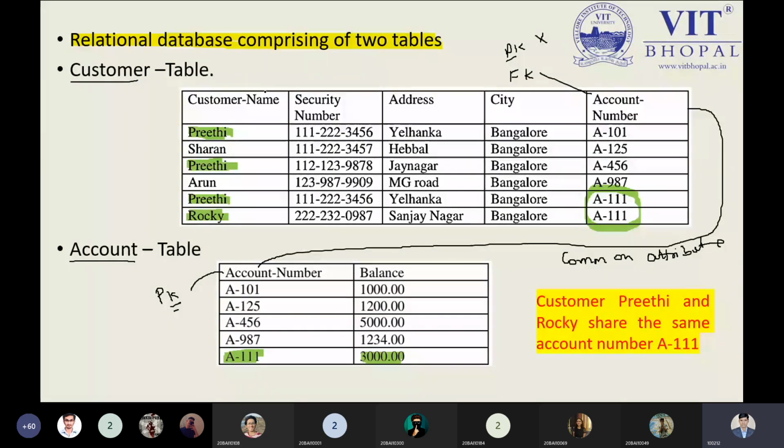As you can see, the customer names are Preeti and Rocky. Preeti is coming 3 times, so the customer name can be duplicated. Respectively, we have the security number, and we can have different security numbers. Duplicacy can exist over here, so this cannot be a primary key. Address can be duplicated, of course. A customer can have the same city, the same address. It is also possible. The city and address cannot, at any cost, be a primary key.